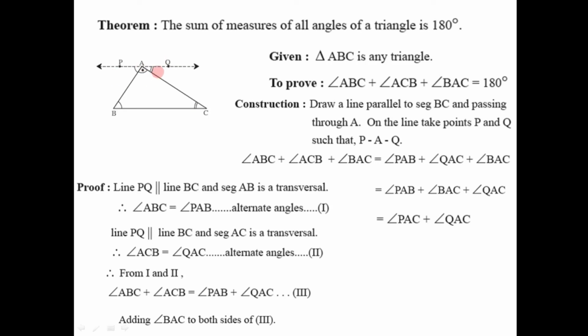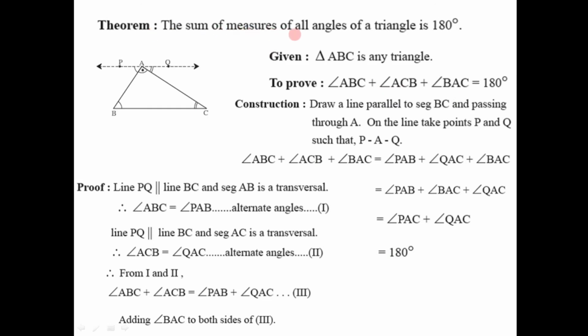Now again, watch in the diagram: angle PAC plus angle QAC. These two angles are angles in a linear pair, and we know that the sum of angles in a linear pair is 180 degrees. So the sum of these two angles is 180 degrees. And we have the left hand side, angle ABC plus angle ACB plus angle BAC, equal to 180 degrees. And these three angles are the three angles of a triangle. The sum of measures of all the three angles is 180 degrees, that is what we had to prove. So this is the theorem we have proved.